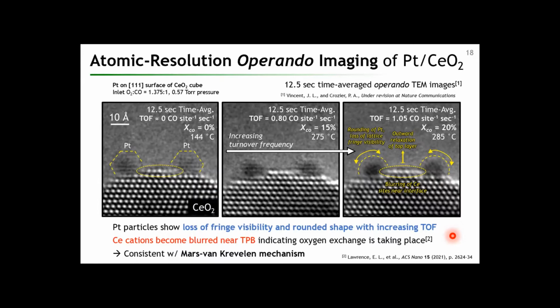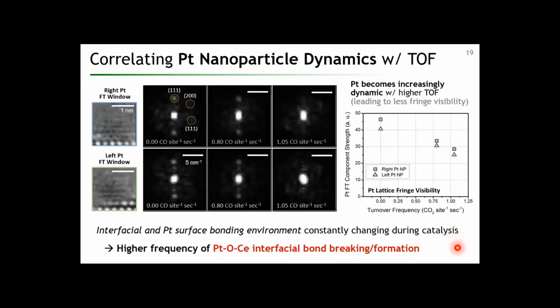But to go deeper into what's going on, we can actually correlate these observations with the turnover frequency that we're measuring. So I'll focus first on the nanoparticles. These are the 2 nanoparticles from before. We can quantify the degree of visibility, how visible the fringes in those nanoparticles are, through this Fourier transform analysis. And basically this tells us how dynamic those nanoparticles are. The more dynamic they are, the less visible their fringes are going to be. So you can see that there's a clear correlation between the 2 nanoparticles' visibility and the turnover frequency.